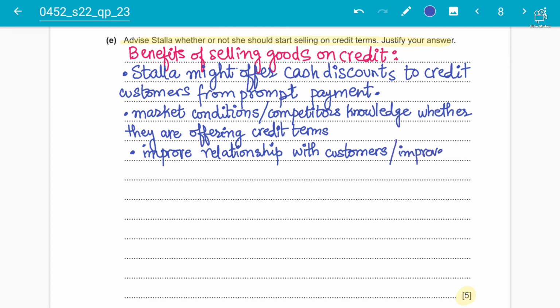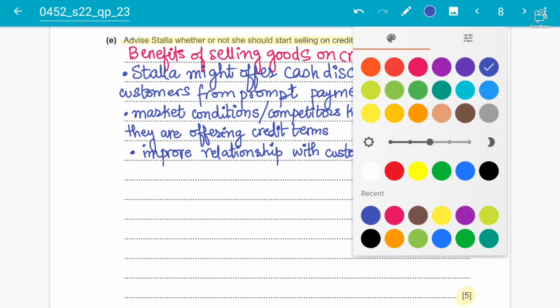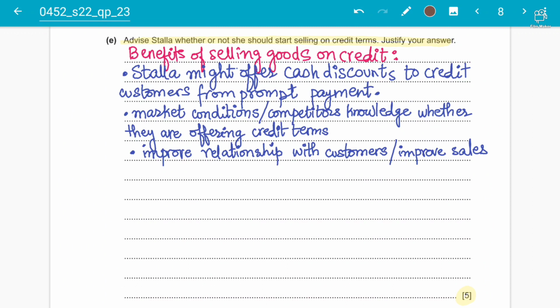ओके, सो इंक्रीज सेल्स एज वेल और सेल्स क्वांटिटी माइट इंक्रीज. ओके, सो दिस इज़ द फेवरेबल पॉइंट्स. ओके, देन यू कम एट द ड्रॉबैक्स. ओके, देन यू हैव टू राइट डाउन द ड्रॉबैक्स एज वेल स्टूडेंट्स कि व्हाट विल बी द ड्रॉबैक्स सर of selling the goods on credit terms.